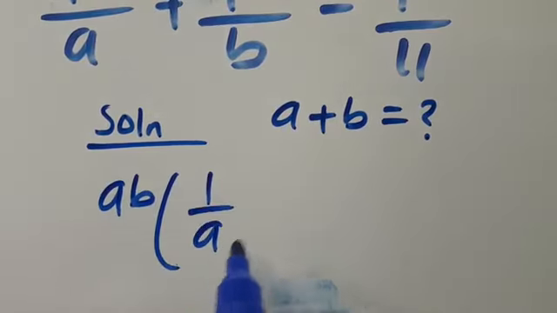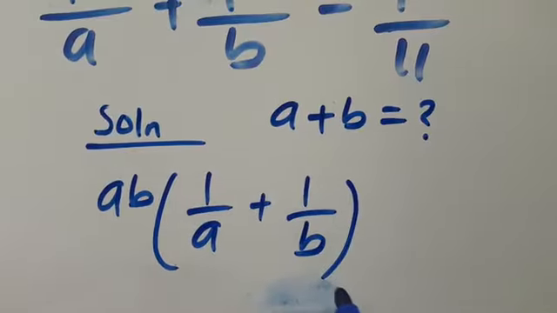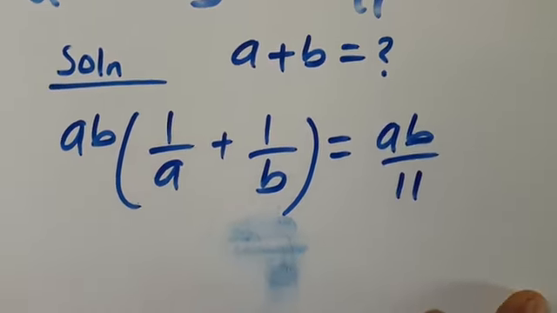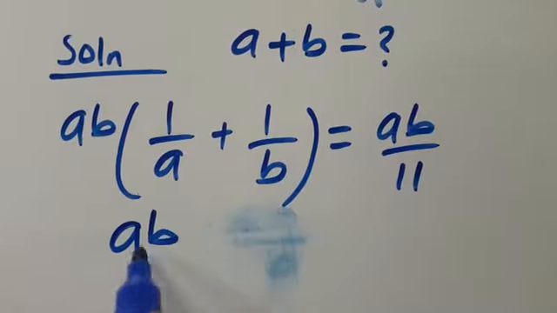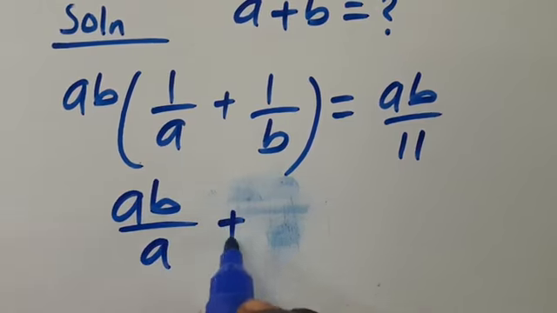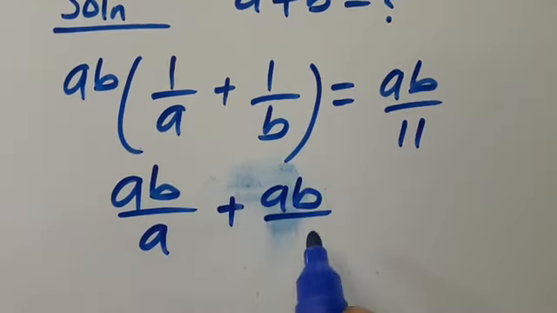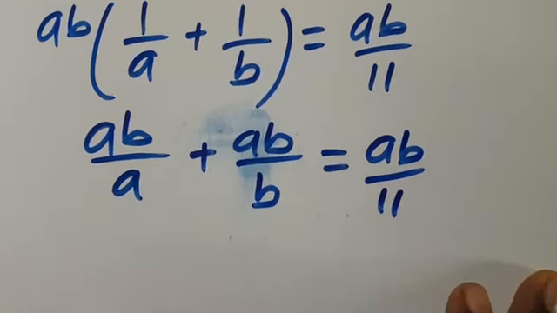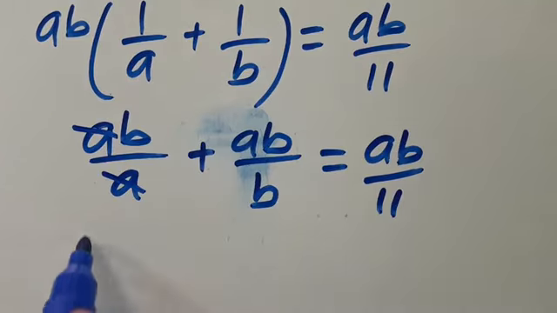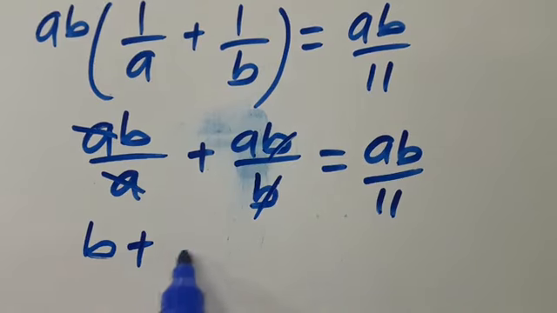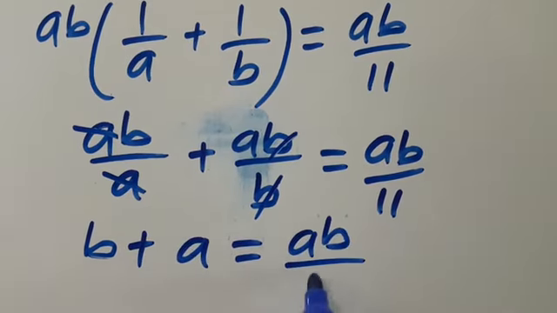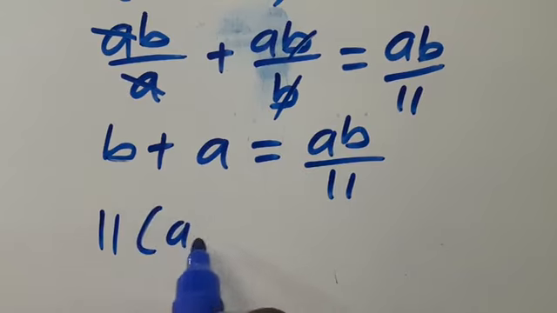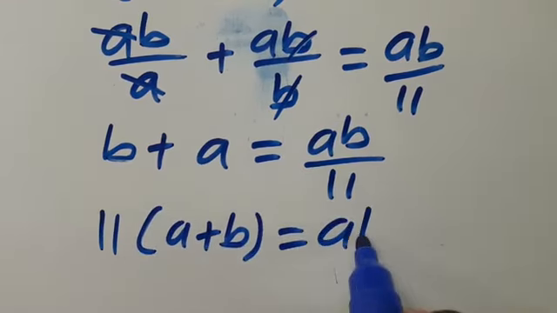Then we have ab divided by a plus ab divided by b equals ab divided by 11. Obviously, we cancel this, we have b, plus we cancel this, we have a, equals ab divided by 11. Then when we cross multiply, we have 11 multiplied by a plus b equals ab.